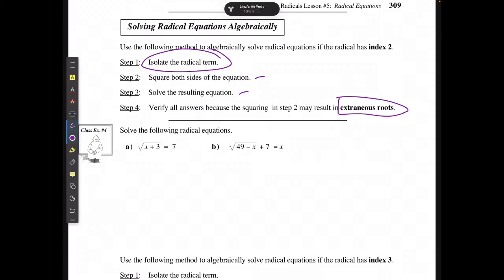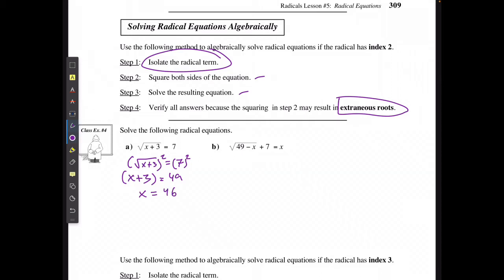You've got to prove that whatever answers you get are actually correct. So, in this case, I have the square root of x plus 3, which is already isolated, squared, is equal to 7 squared. x plus 3 is going to equal 49. And here I just get one solution. x is equal to, when I subtract 3 from both sides, 46.